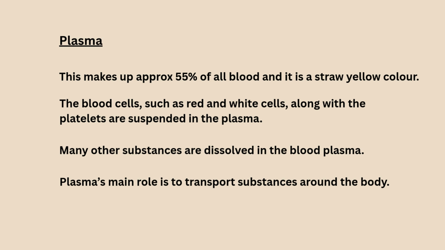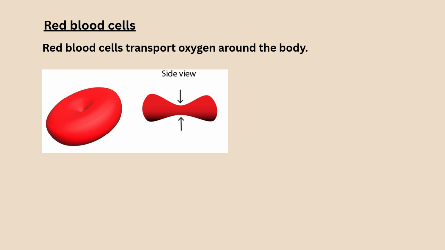Plasma's main role is to transport substances around the body. The blood plasma will transport substances such as carbon dioxide from the body cells to the lungs, urea from the liver to the kidneys, and glucose from the small intestine to the body cells. The red blood cells transport oxygen around the body.